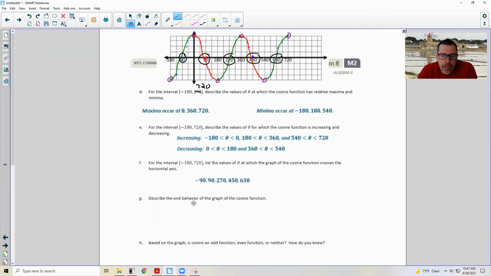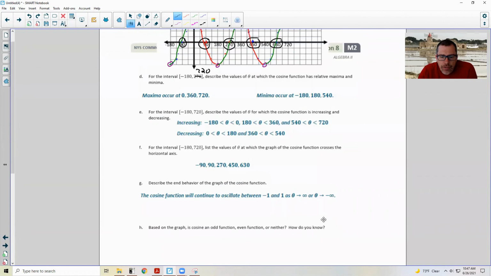G says describe the end behavior of the graph of the cosine function. Well, it's the same as the sine. It's going to keep going up and down and up and down from negative 1 to 1 forever and ever. So we would say the cosine function will continue to oscillate between negative 1 and 1 as theta goes to infinity or as theta goes to negative infinity.